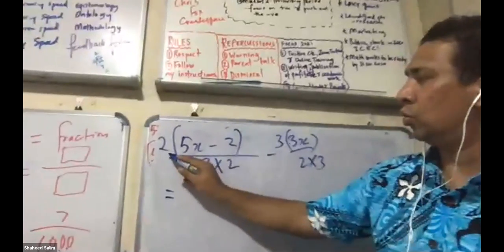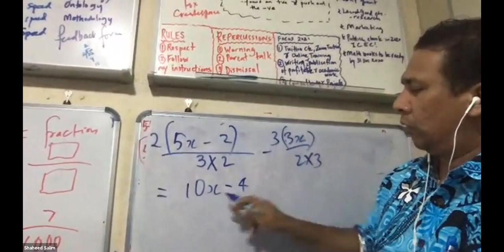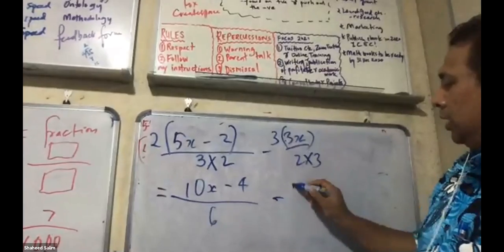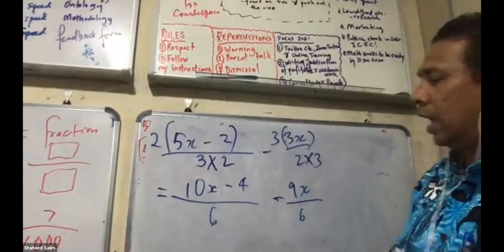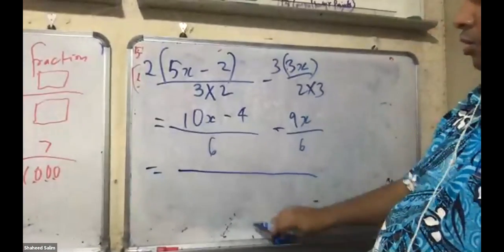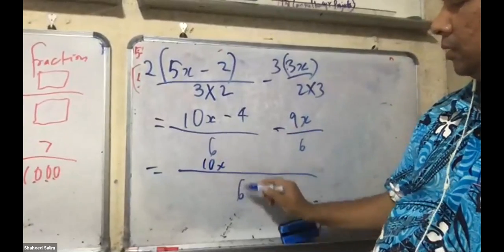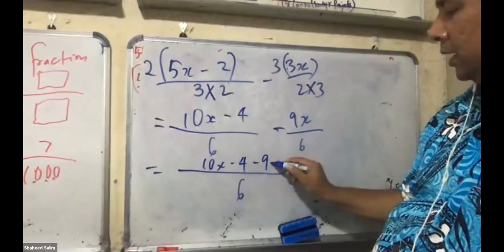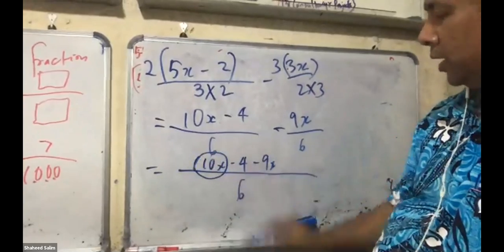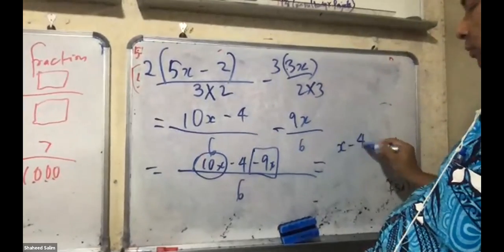So you times 2 times 5x is 10x. 2 times 2 is 4, minus 4. 10x minus 4 over 6. Down here, 3 times 3x, 9x over 6. Now you can combine them. So put a same denominator here, put a 6. Combine them, just bring a 10x minus 4 minus 9x. So now 10x, you have $10, you owe $9. So you still left with $1. x minus 4 over 6, that's it.